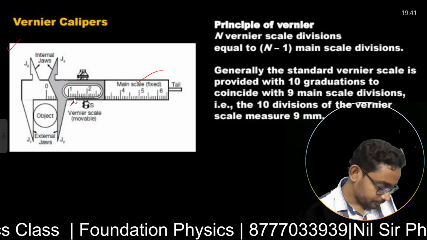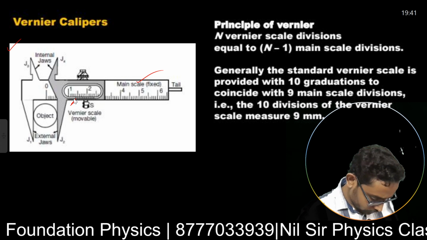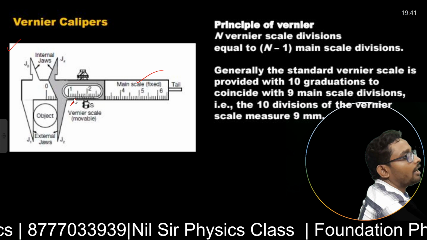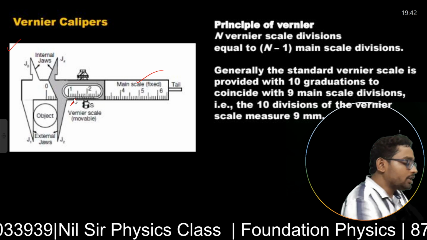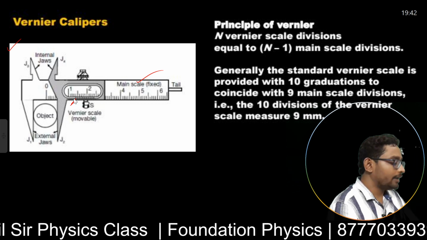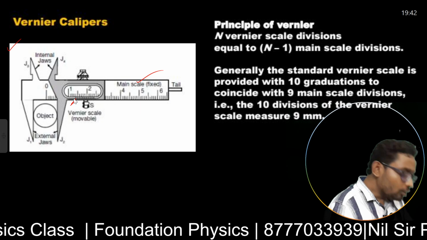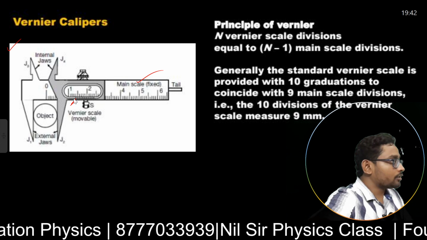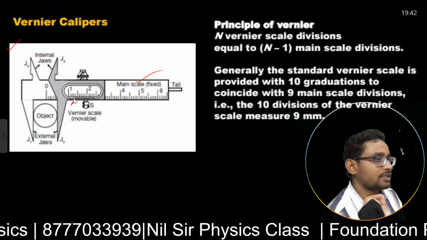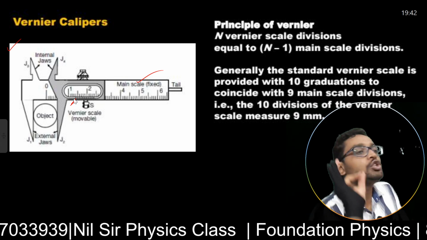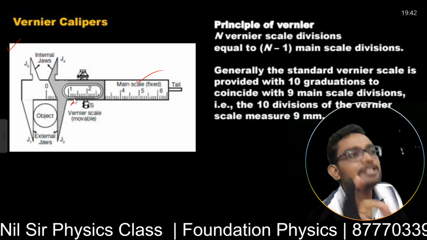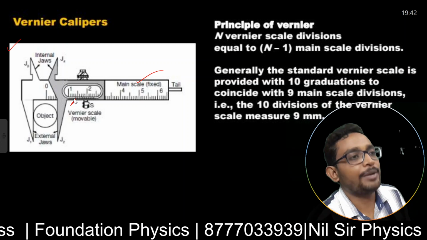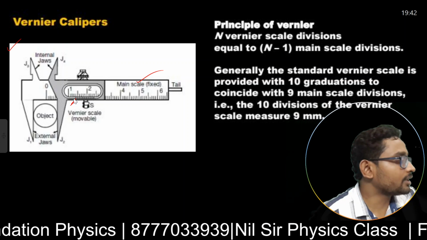In this case, you can see the vernier did not touch the main scale. This one is the vernier scale and this is the main scale. You will find which mark on the main scale is just below the vernier scale. That will be the reading of the main scale. Can you say what the main scale reading is?